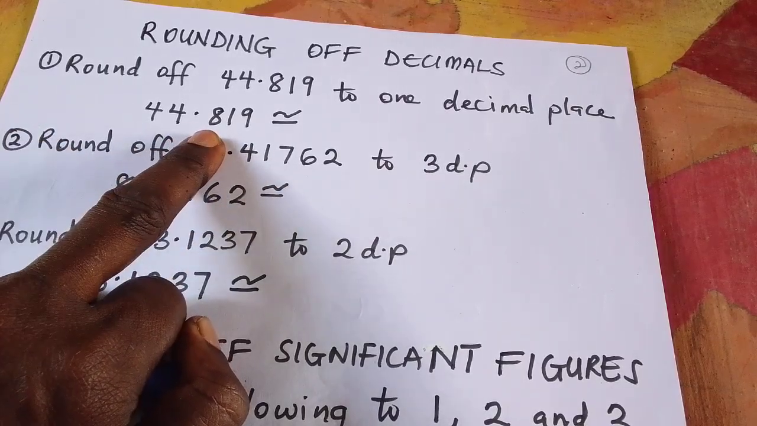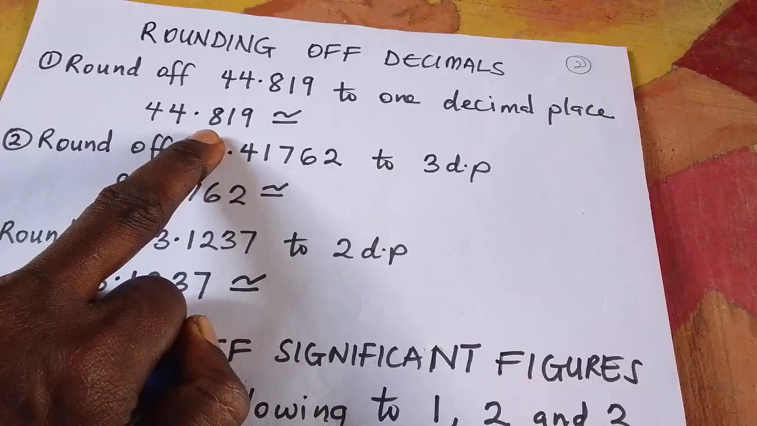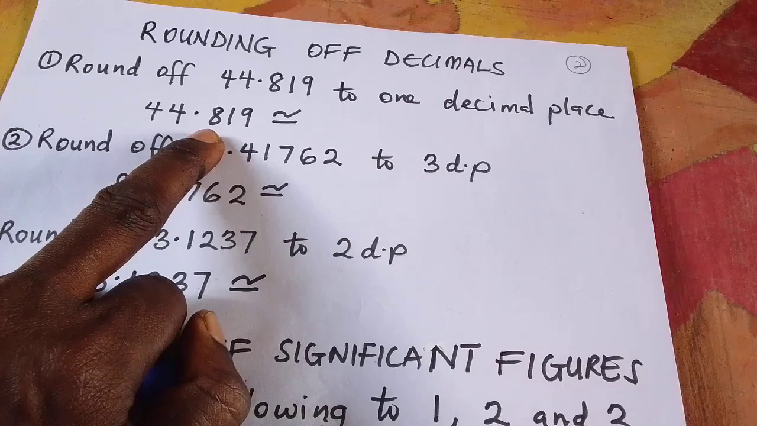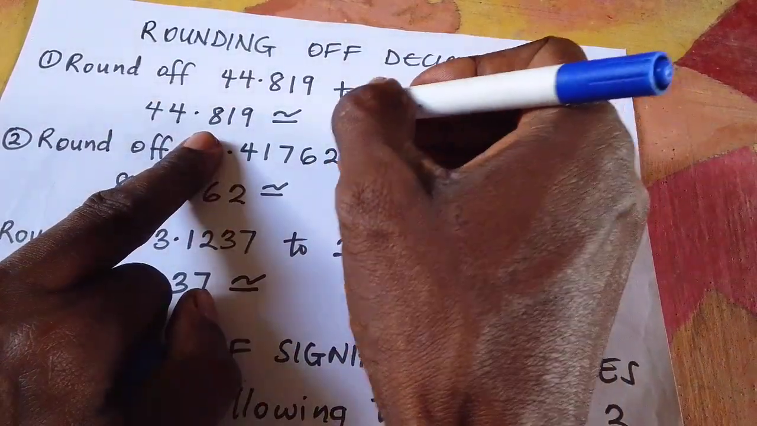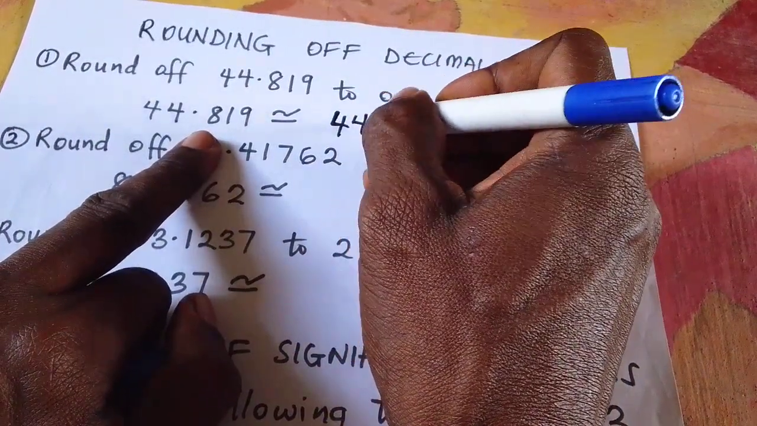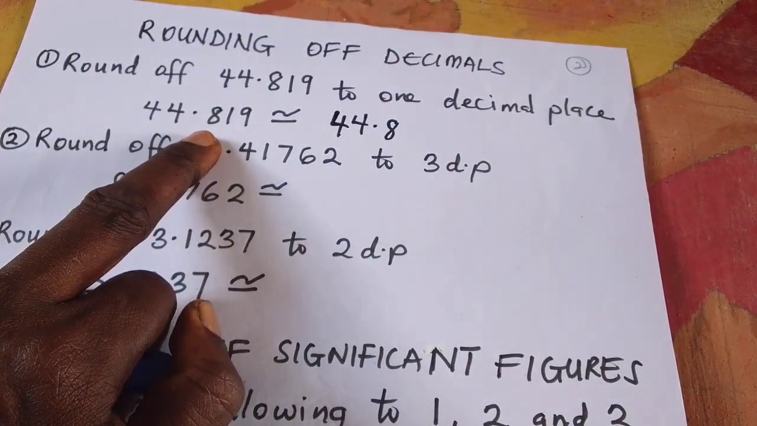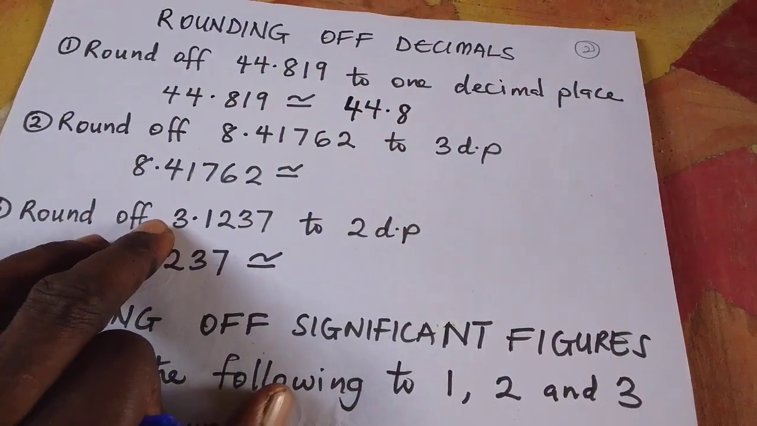After the first number, you have what? 1. That number is not up to 5. Because it's not up to 5, if you are dealing with decimal, you will just cut it off. So that means you now have 44.8.